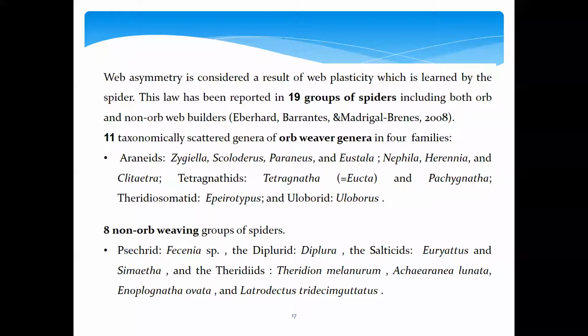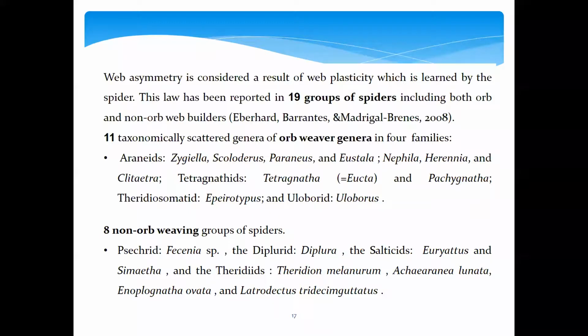These are your Zygiella, Scoloderus, Pironia, Eustala of the araneids, then Nephila, Herennia, and Cyrtophora, also of the araneids. Then we have the tetragnathids, the Tetragnatha, then Pachygnatha from the tetragnathids, then Theridiosomatids and Uloborids. And then we also have 8 non-orb weaving groups. So in Sicariids, Phoneutria species, then Diplurids, Salticids, and Theridiids, the asymmetrical nature of the webs has been reported in these groups.